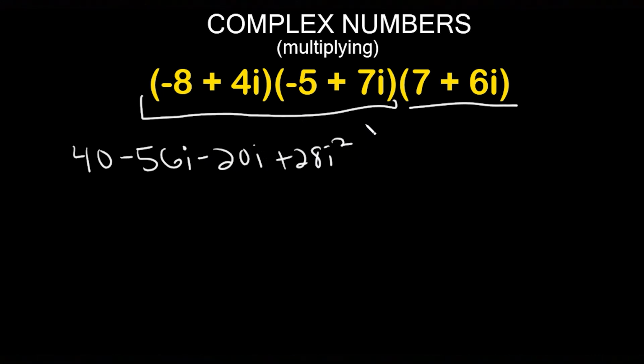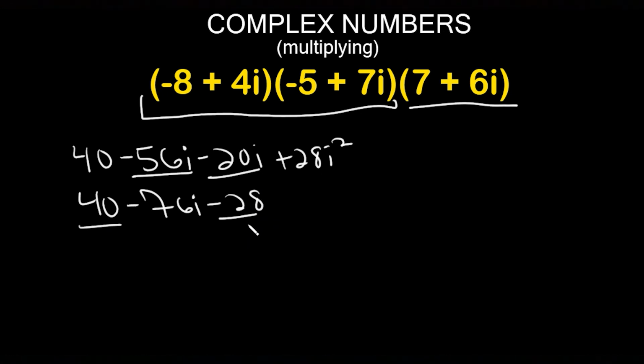From here, we're going to go ahead and combine like terms. So I get 40. And combining like terms here and here, I end up with -76i. And then we know that i squared is really -1. So this becomes -28. So now I have more like terms here and here. I have to do 40 minus 28, and that will give me 12. So I'm left with 12 minus 76i, okay?